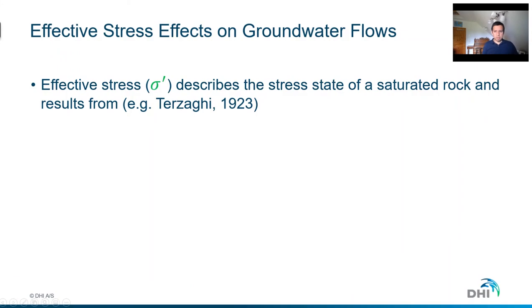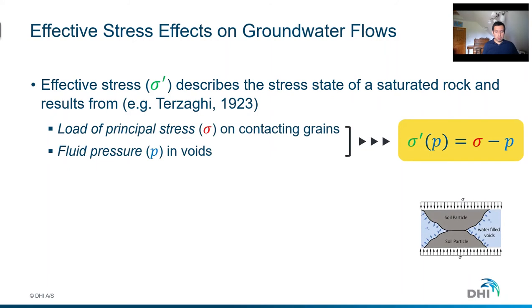Motivations. Before we start with the motivations, we need to define a few parameters. Effective stresses. Effective stress describes the stress state of a saturated rock and results from two parameters: the load of principal stresses, or lithostatic stresses, or total stresses, described in the equation as sigma in red color, and pore pressure. Pore pressure is a parameter calculated in FEFLOW all the time. In FEFLOW, this parameter is called pressure and is found in the data panel in the graphical user interface.